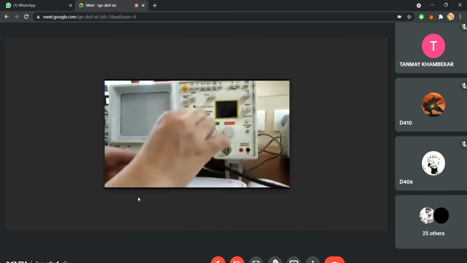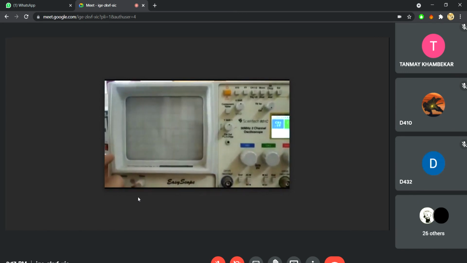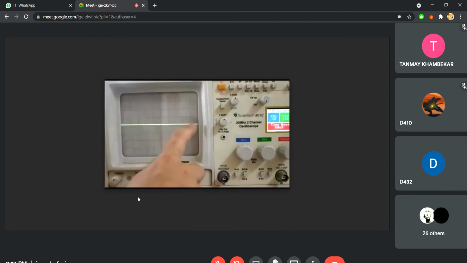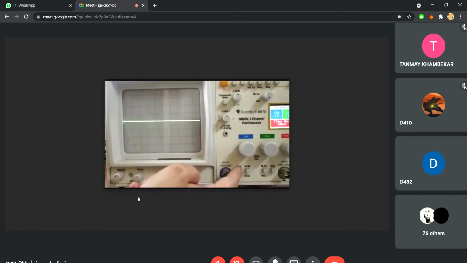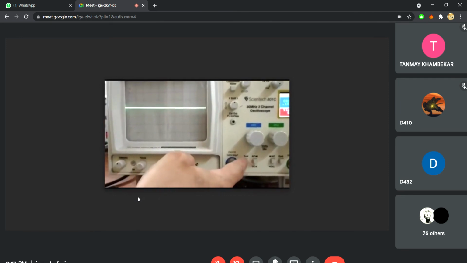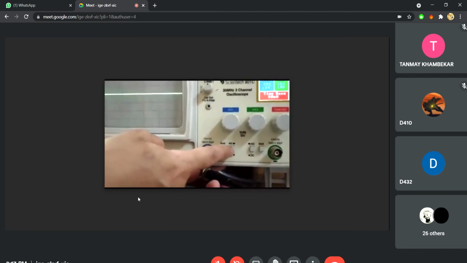Now just see, when I switch on the CRO, there will be a straight line. The very first thing you have to do is click this ground. I am using the first signal, so I will use these controls only. This is for the second signal, so we will focus only on these two.